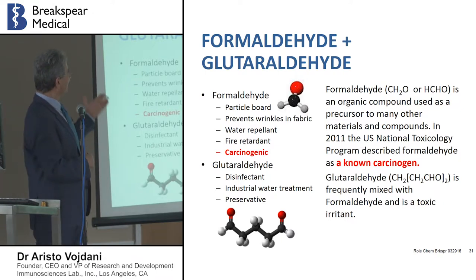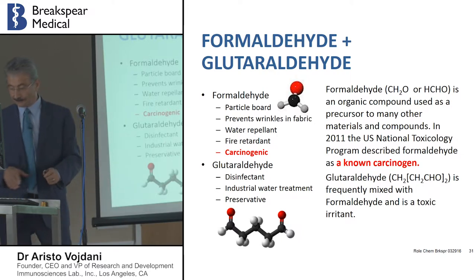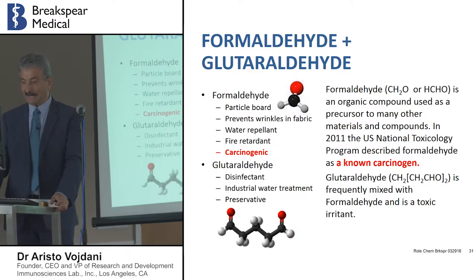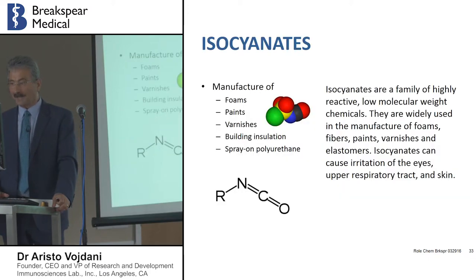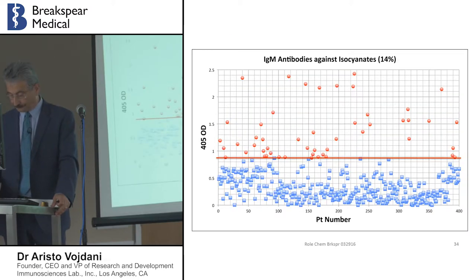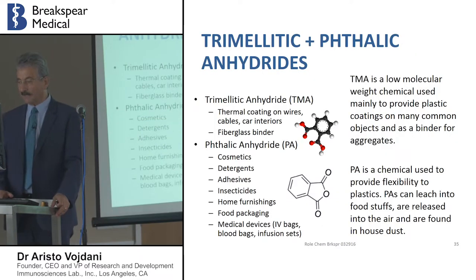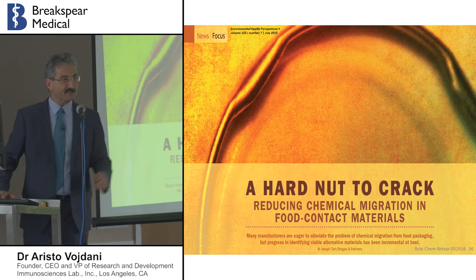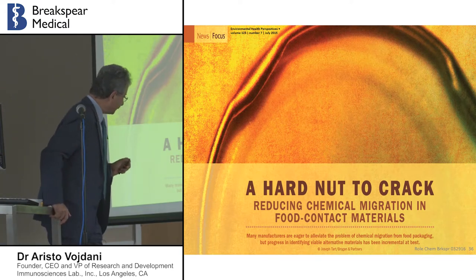The same thing with formaldehyde or glutaraldehyde. I don't have time to go through some of the details here, but you can find all of that. We found 13% reacted to formaldehyde. Isocyanate, again, we found 14%. Trimellitic anhydride, phthalic anhydride, almost the same percentage.